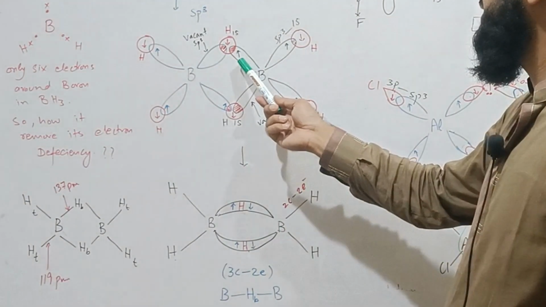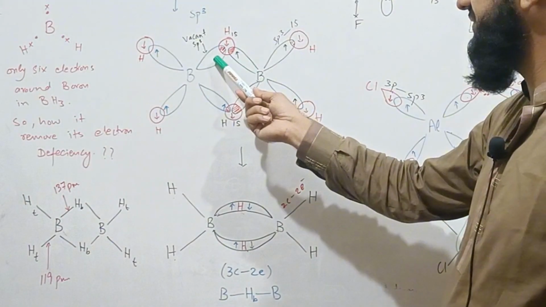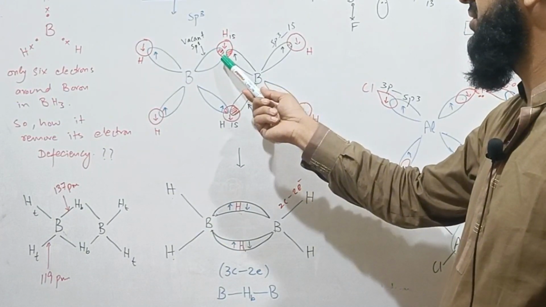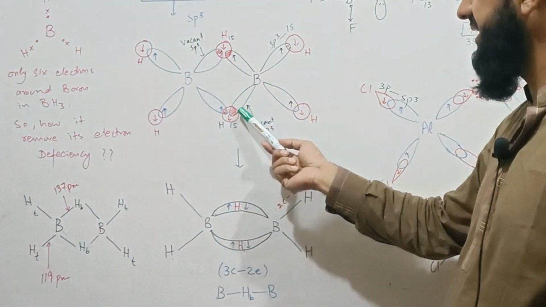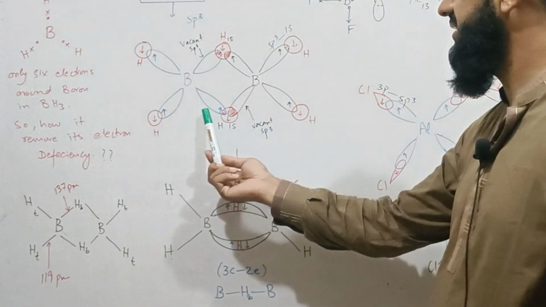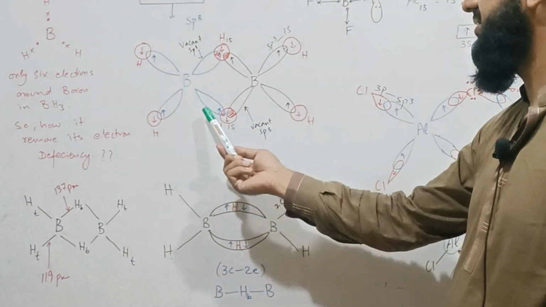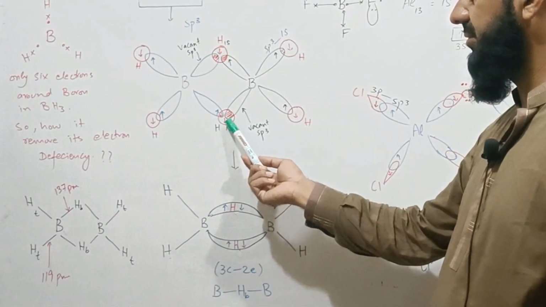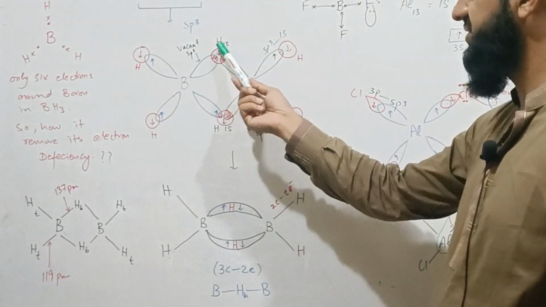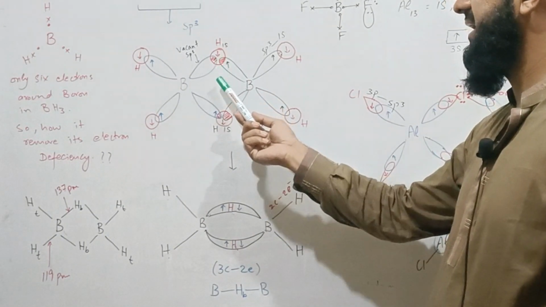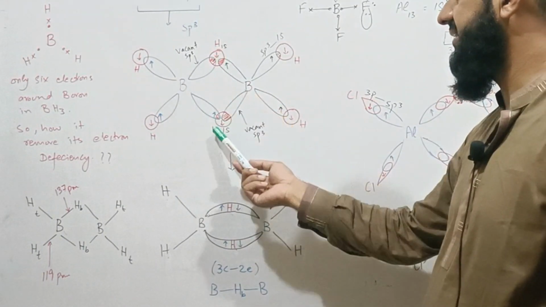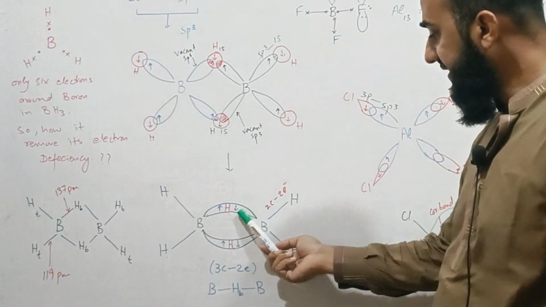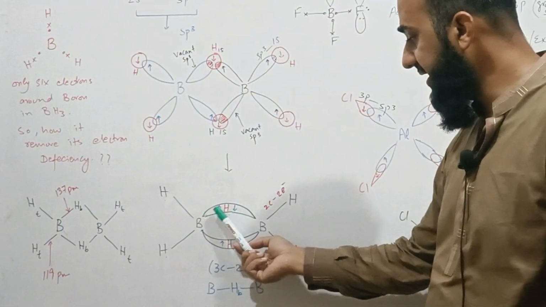If we see this partially filled sp3 and this vacant one, these commonly overlap with the 1s orbital of hydrogen. Similarly, this vacant and this partially filled sp3 hybridized orbital of boron commonly overlap with the 1s orbital of the hydrogen. So hydrogen here is acting as a bridging atom. As a result of this overlap, we obtain this type of bond, banana-like.